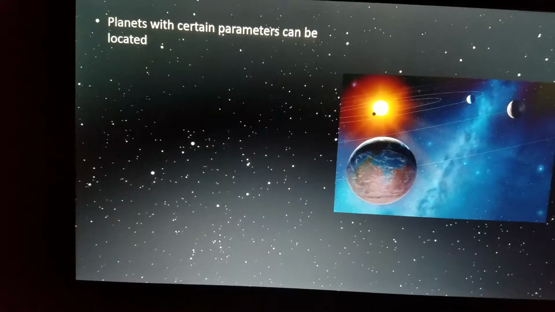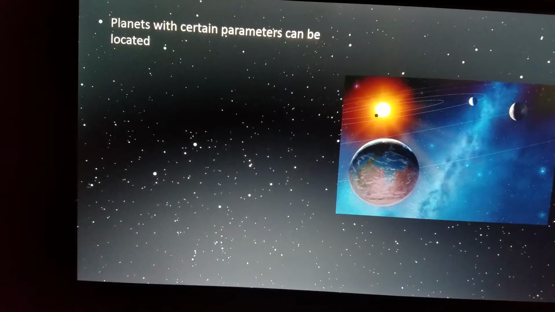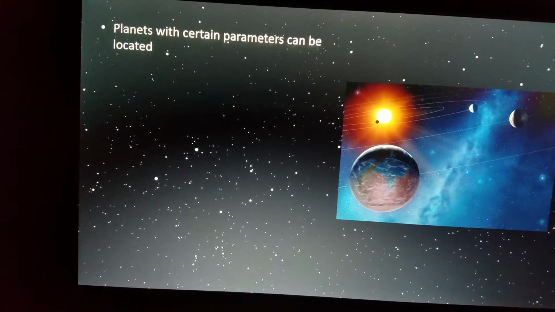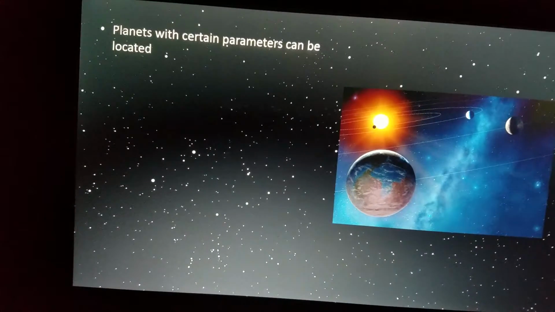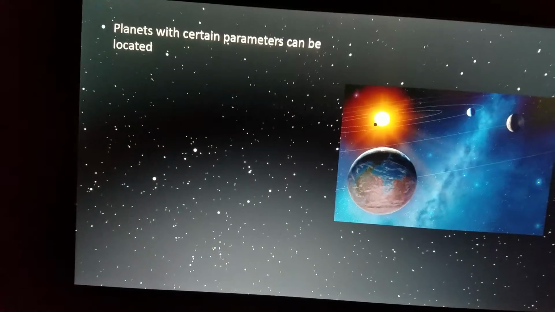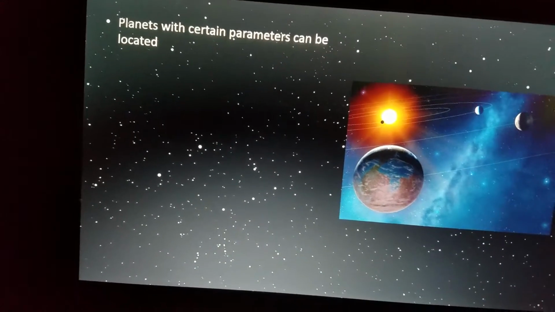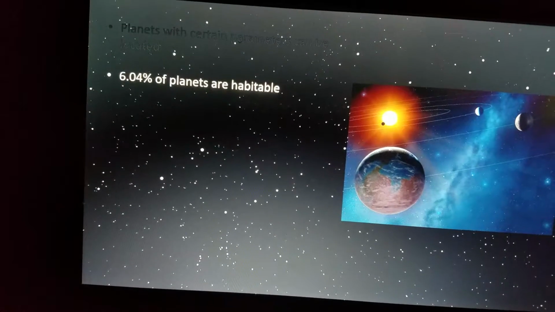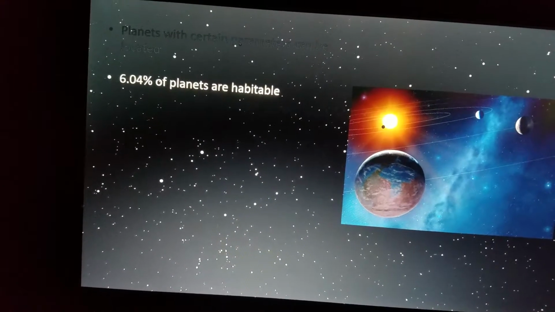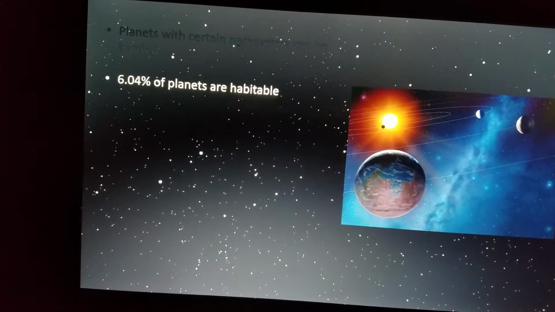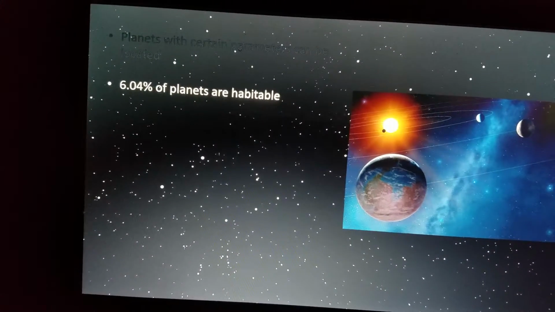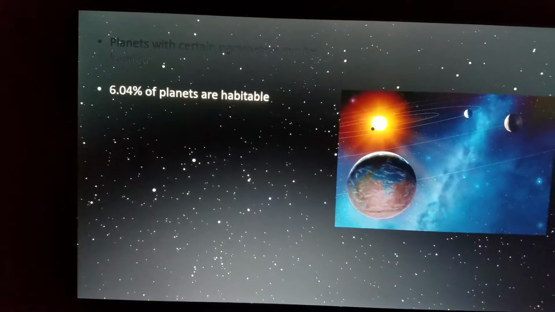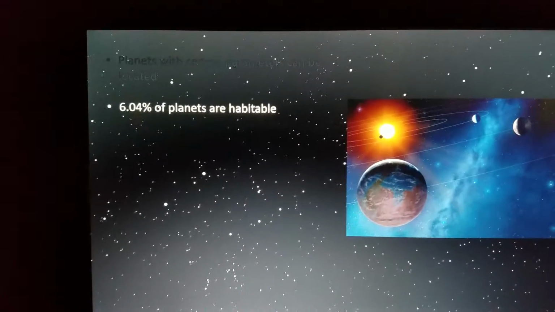So what does this really all mean? Well, we can use this data, and hopefully when we get more data, it becomes more accurate, to locate planets with certain parameters based on their mass and volume. Thus we can find more Earth-like planets. It was also found that 6.04% of the planets are habitable, which is much higher than we believed before, and it has a great potential for finding extraterrestrial life outside our own solar system.